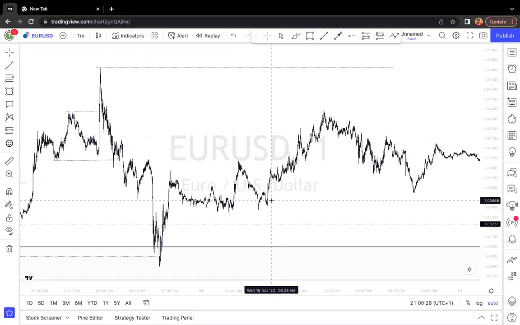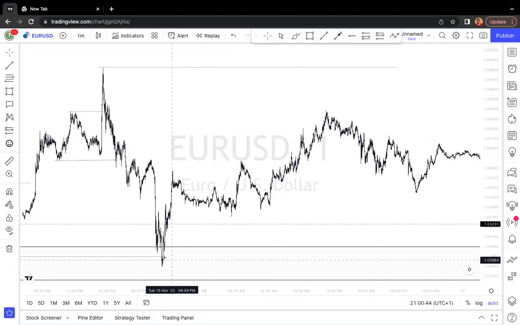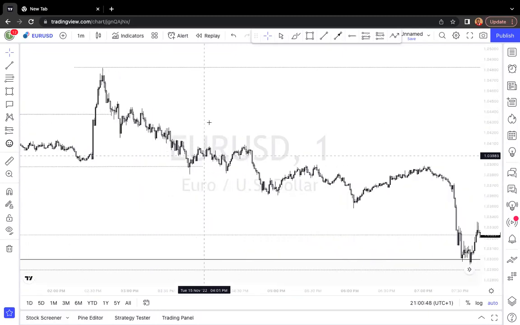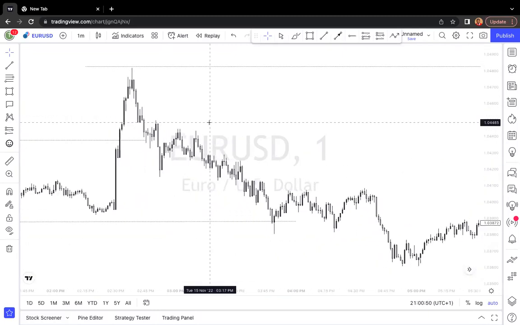The only time price will deliver internal to internal or external to external is when we are having a change of trend. Okay, so we had grabbed internal range liquidity at this point, and then we came back to this high to grab another internal range liquidity.